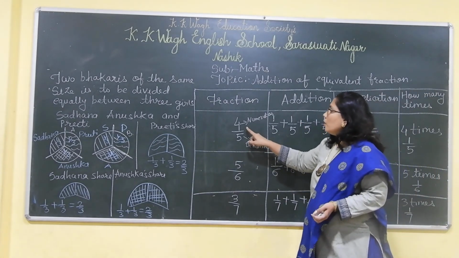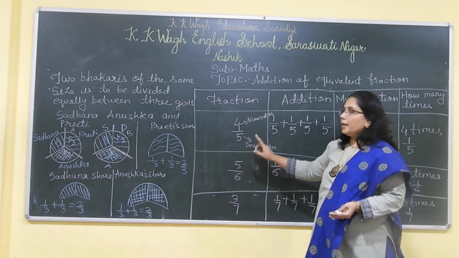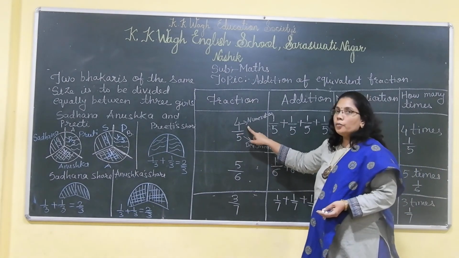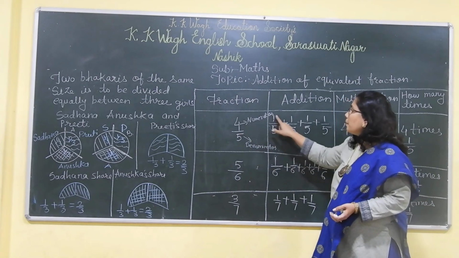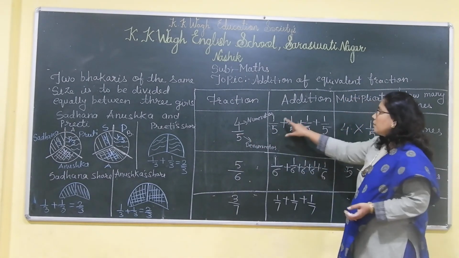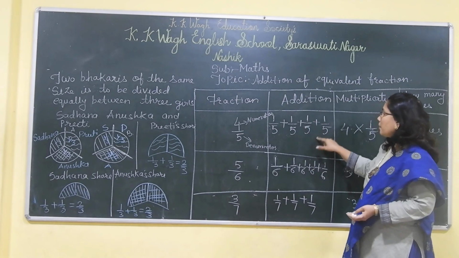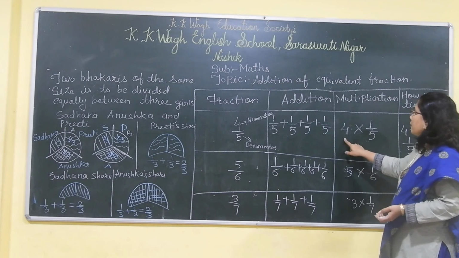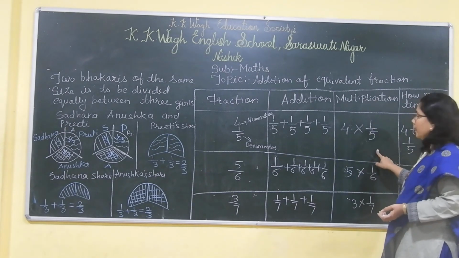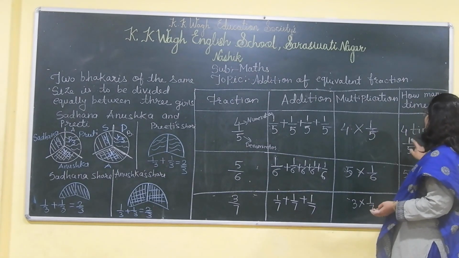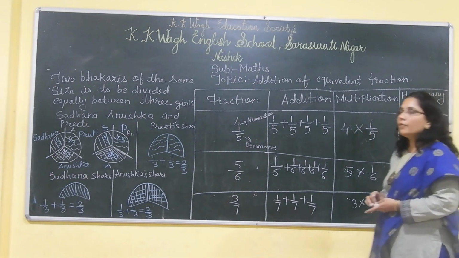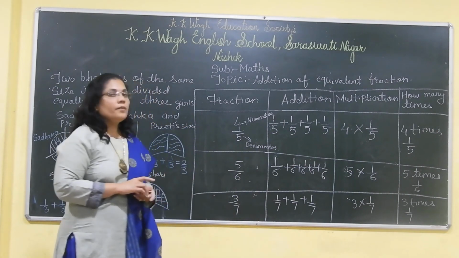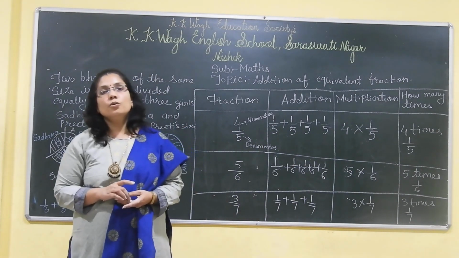Again I will show you how we have written it. How has this number 4/5 come? There is 4 in the numerator, so we write 1/5, 4 times: 1/5 plus 1/5 plus 1/5 plus 1/5, and in multiplication form we write 4 into 1/5 and read it as 4 times 1/5. In this way we have learnt about the addition of equivalent fractions. You try to solve this.